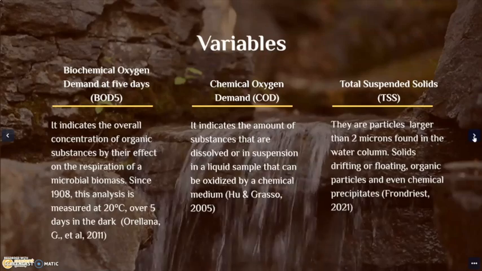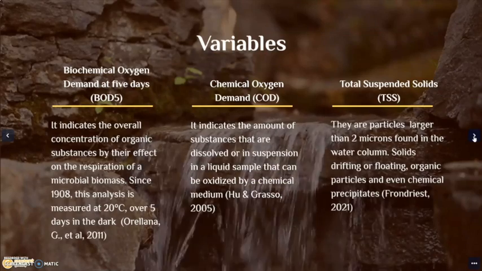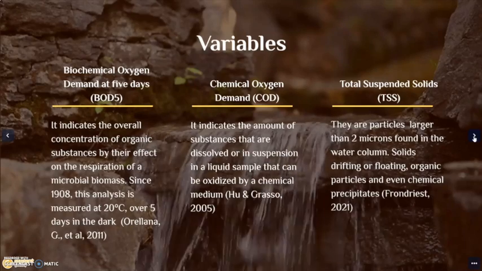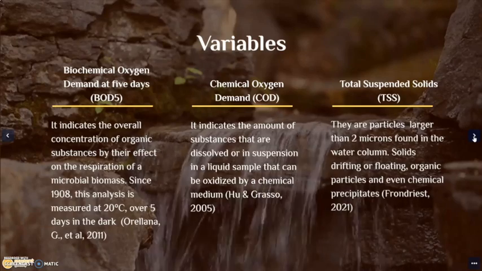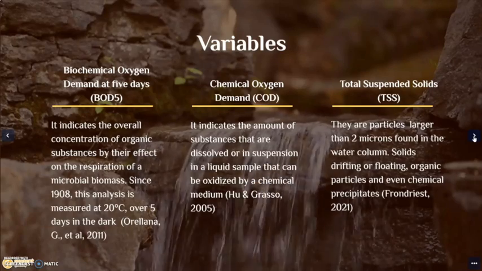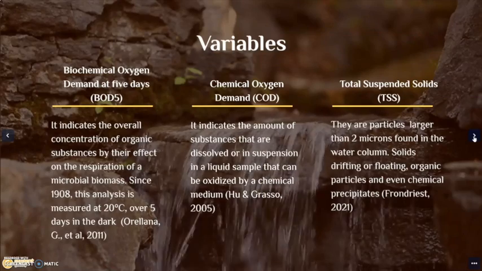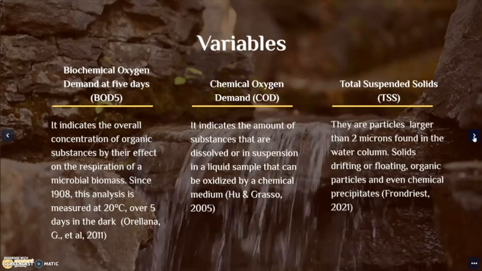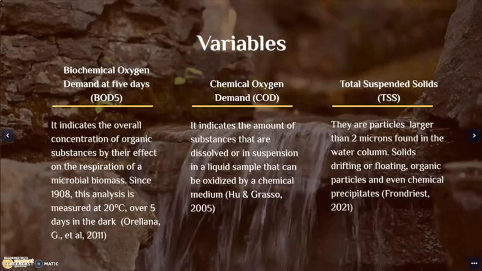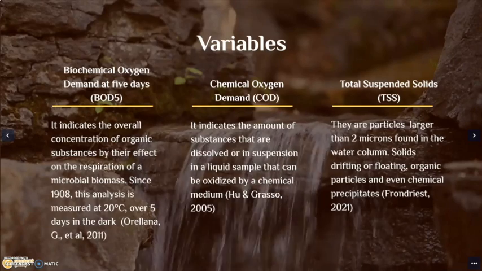Then we have the chemical oxygen demand. This indicates the amount of substances that are dissolved or in suspension in a liquid sample that can be oxidized by a chemical medium. Then we have the total suspended solids, which are particles larger than 2 microns found in the water column, solids drifting or floating in the water from sediment, silt, sand to plankton and algae, organic particles from decomposing materials, and even chemical precipitates. This is a significant factor in water clarity.